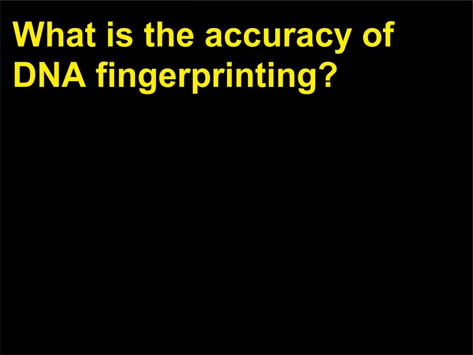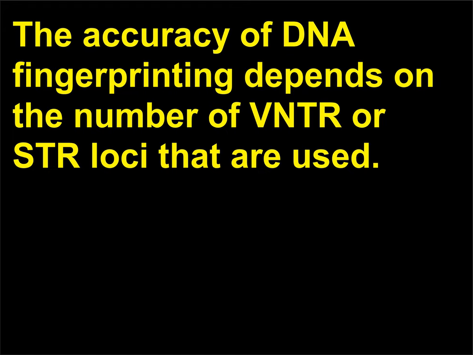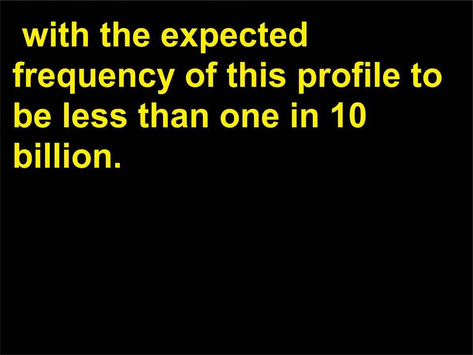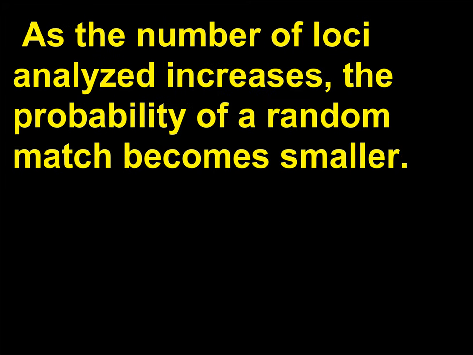What is the accuracy of DNA fingerprinting? The accuracy of DNA fingerprinting depends on the number of VNTR or STR loci that are used. At present, the FBI uses 13 STR loci in its profile, with the expected frequency of this profile to be less than 1 in 10 billion. As the number of loci analyzed increases, the probability of a random match becomes smaller.